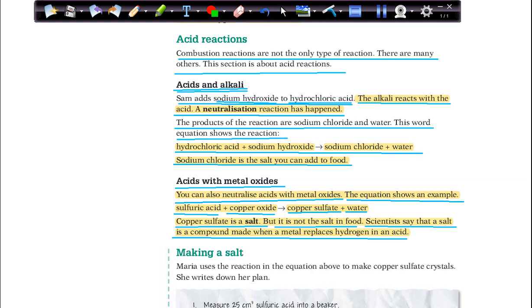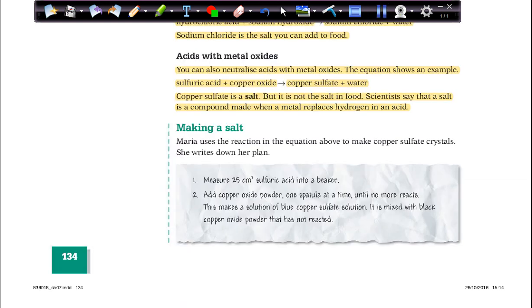So copper sulfate plus water: the copper replaced the hydrogen inside the acid and got copper with sulfur as copper sulfate, and the hydrogen to form water. Making salt. Maria uses the reaction in the equation above to make copper sulfate crystals. She writes down her plan. So this is her plan.